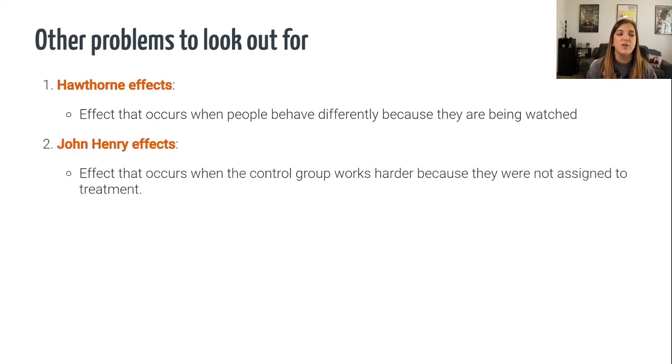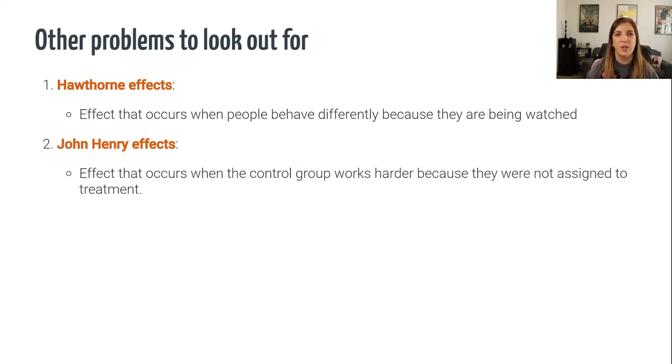And John Henry effects are effects that occur when the control group works harder because they were not assigned to treatment. Basically, they're trying to prove something, and that might bias your treatment effects downwards. You might not find the correct treatment effect because your control group is stepping it up because they were denied a treatment.